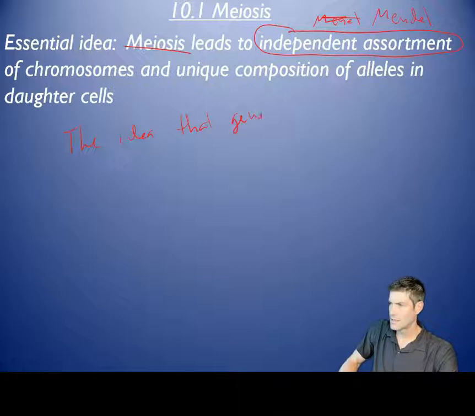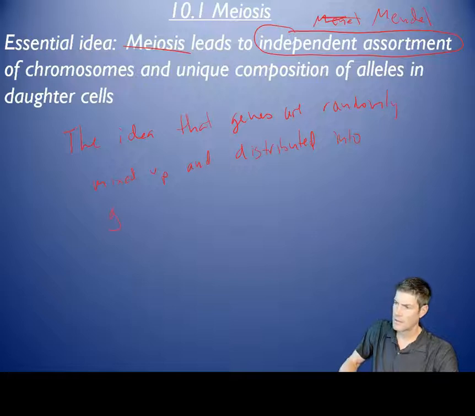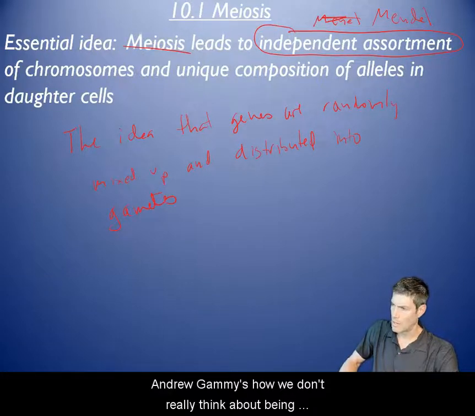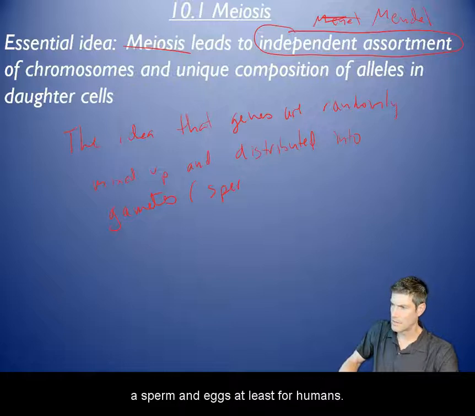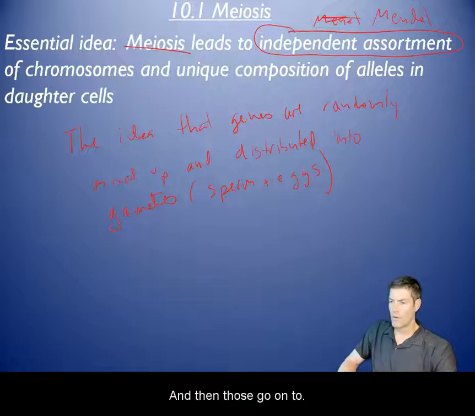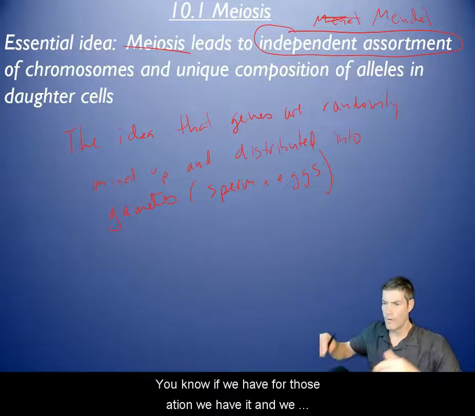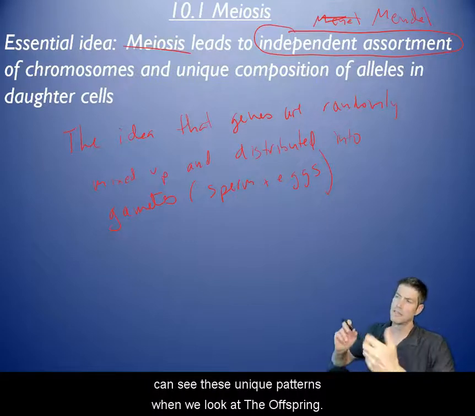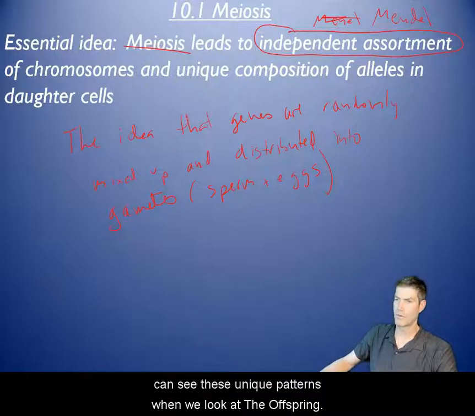So basically the idea that genes are randomly, we'll say, mixed up and distributed. Remember, gametes, how we normally think about it, we think of sperm and eggs, at least for humans. And then those go on to, if we have fertilization, we can see these unique patterns when we look at the offspring.